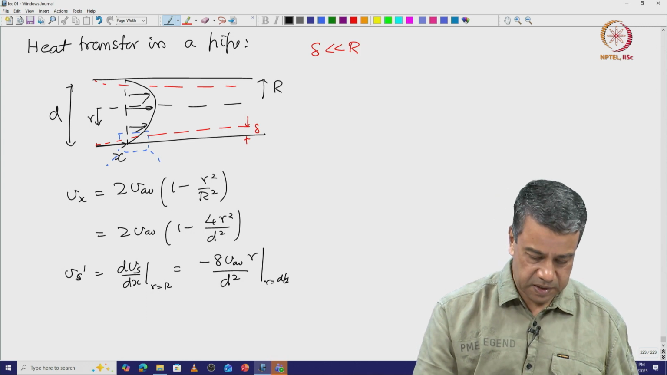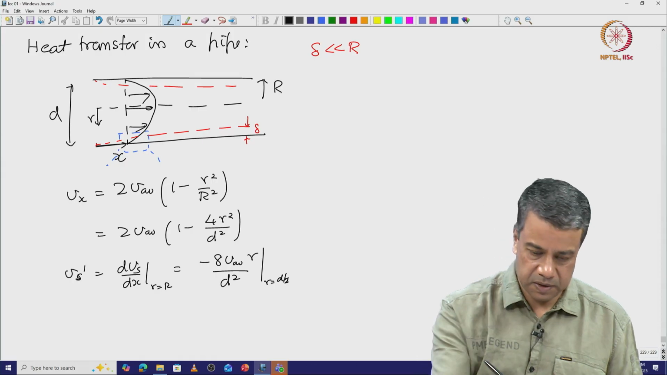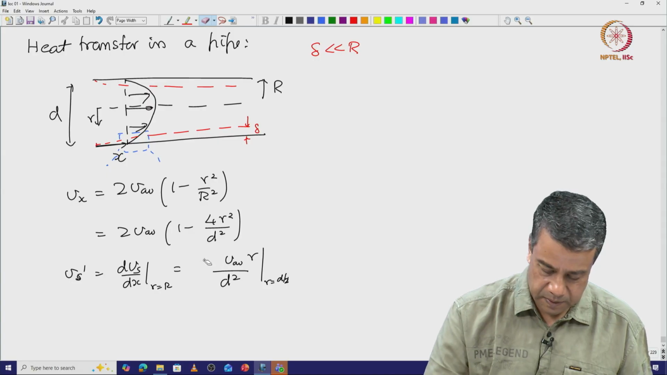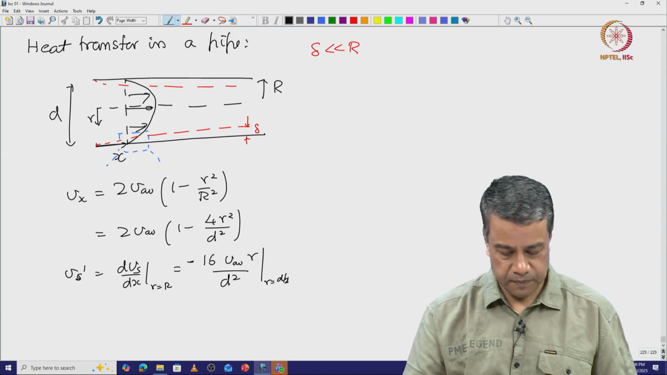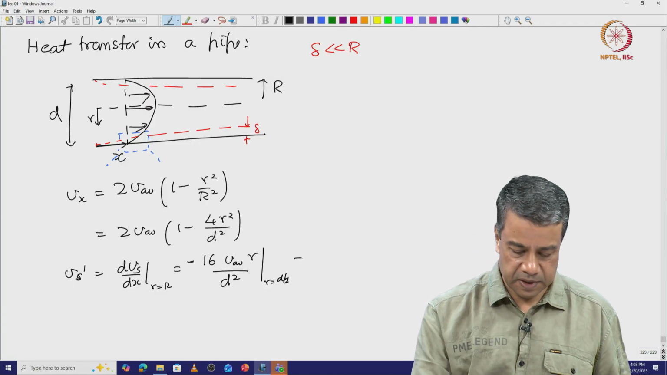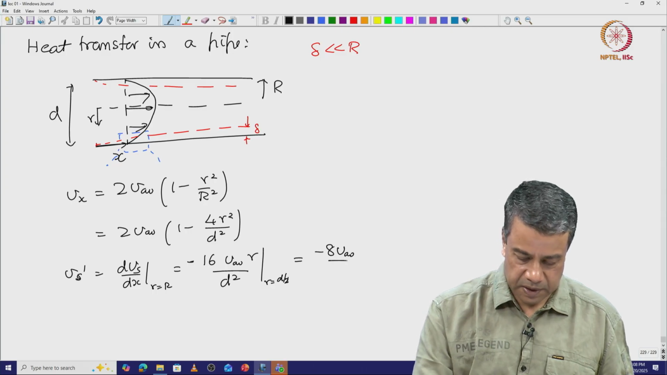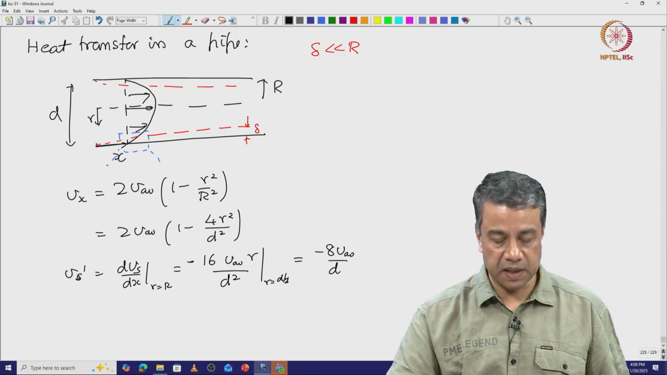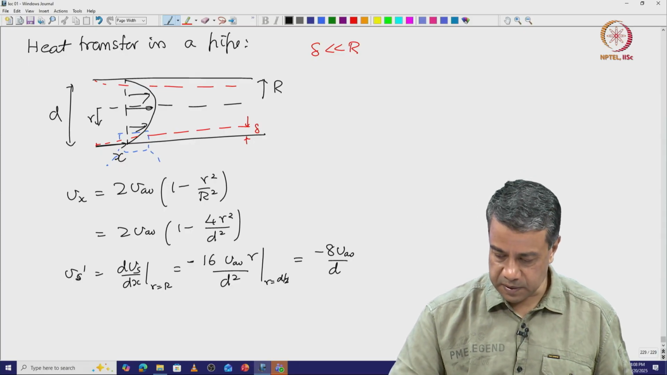Sorry, it should be 16 here, because when I take the derivative I get 2 times 4 times r square. So, this is minus 16. And since r is equal to d by 2, this just becomes equal to minus 8 V average by d. So, that is the strain rate at the wall of the pipe.